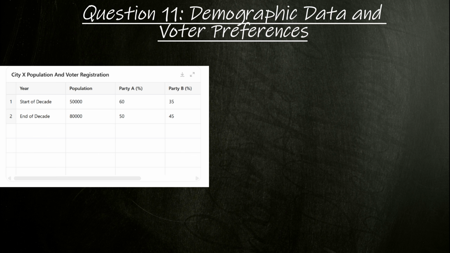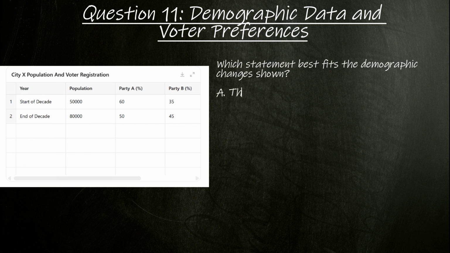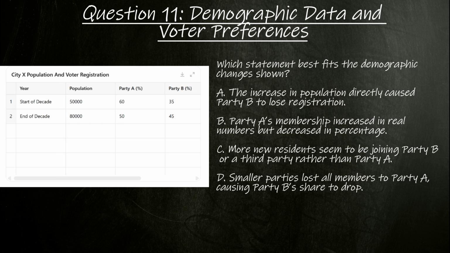Now that we have broken down the table, pause to reflect on what the population and voter changes suggest. If you chose C, excellent analysis. New residents are likely joining Party B or third parties, reducing Party A's overall percentage.